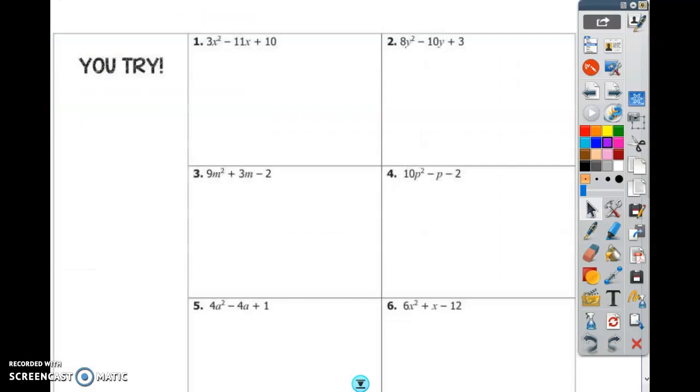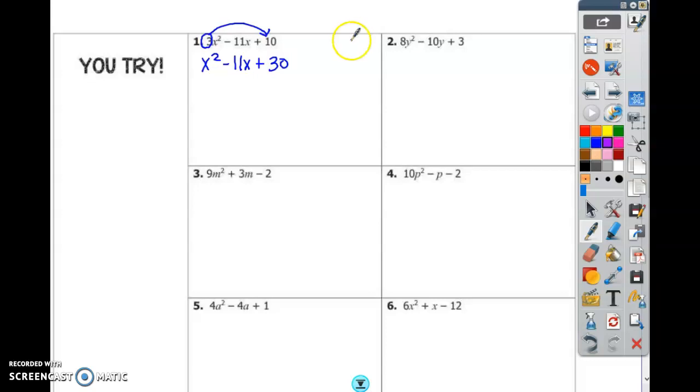So we're going to do it just like we did yesterday. You're going to take the A and multiply it by C, and that gives you how much? 30. So I'm going to get rid of this 3 for now. Just circle it. We're going to use it in a little bit. We have x squared minus 11x plus 30. So now I'm looking for factors of 30 that give you a sum or difference of 11.